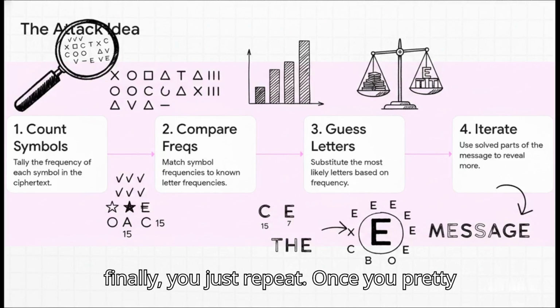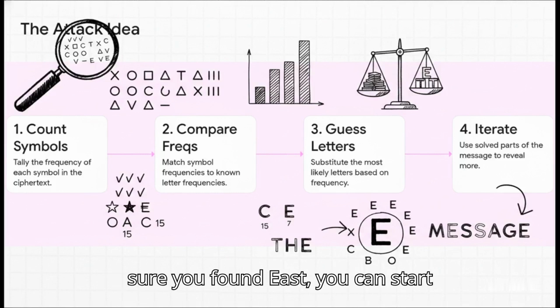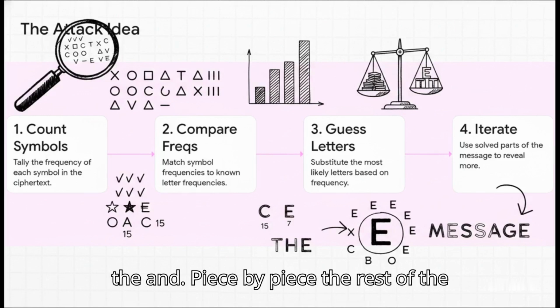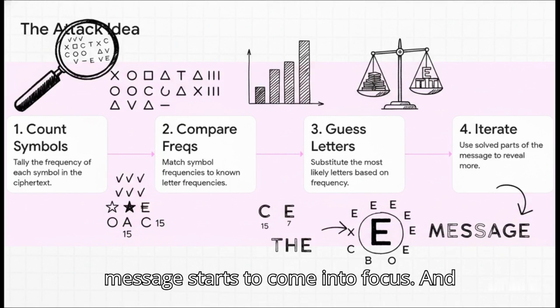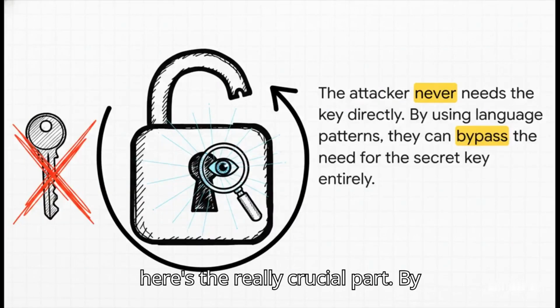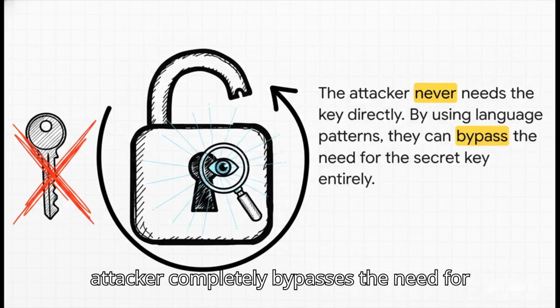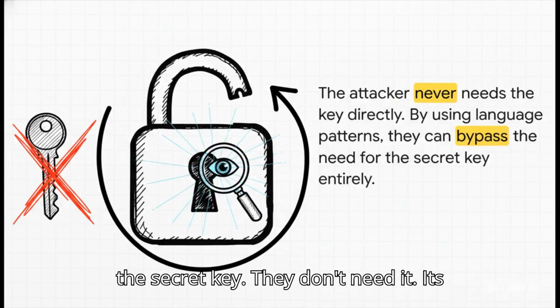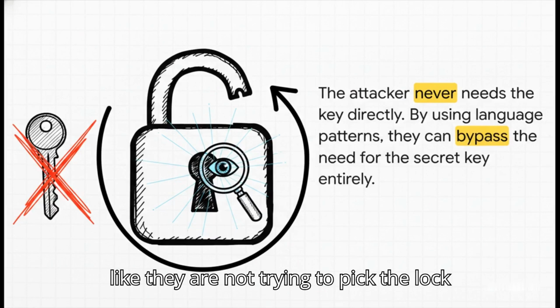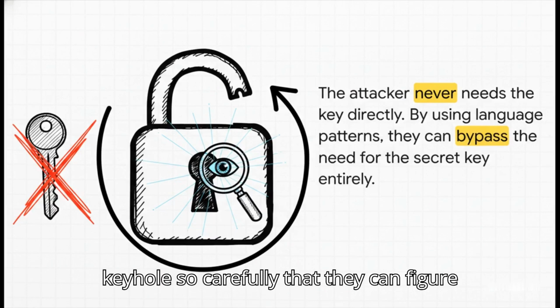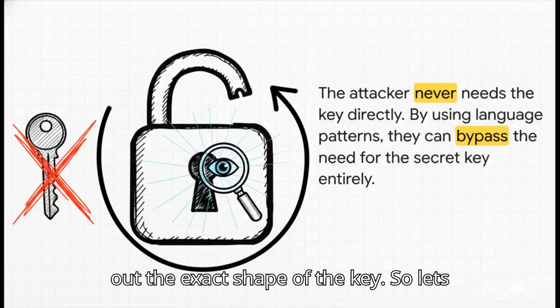And finally, you just repeat. Once you're pretty sure you found E, you can start looking for common 3-letter words like "the," and piece by piece, the rest of the message starts to come into focus. And here's the really crucial part. By analyzing these statistical patterns, the attacker completely bypasses the need for the secret key. They don't need it. It's like they're not trying to pick the lock, they're just studying the shape of the keyhole so carefully that they can figure out the exact shape of the key.